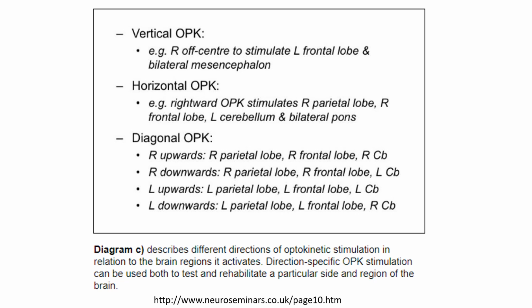Horizontal OPK, an example would be rightward OPK, stimulates the right parietal lobe, right frontal, left cerebellum and bilateral pons. Diagonal OPK, right up, is going to be for right parietal lobe, right frontal lobe, and right cerebellum. Right down, right parietal, right frontal, left cerebellum. Left up, left parietal, left frontal, left cerebellum. Left down, left parietal, left frontal, right cerebellum.